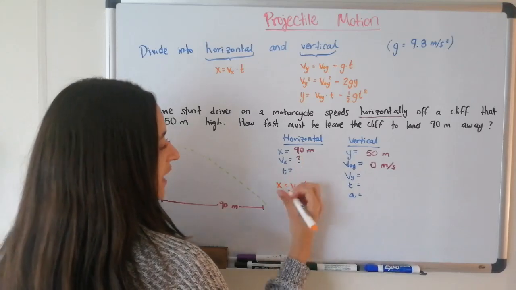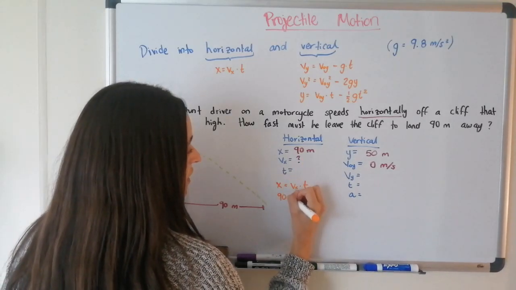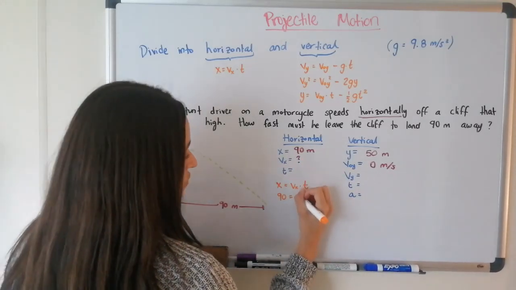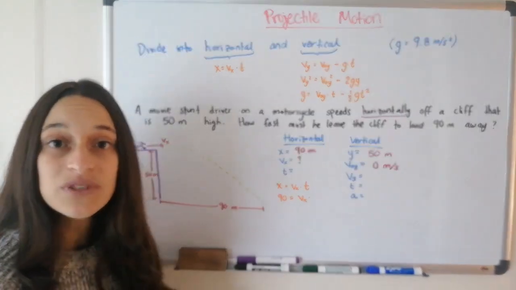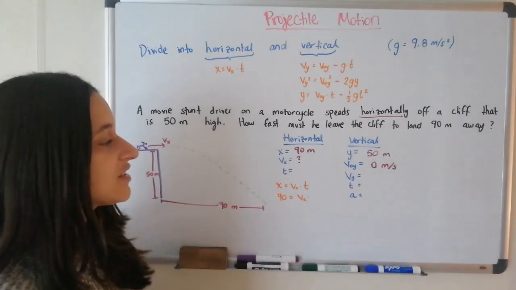So x, we already have it, it's 90. And vx, we're looking for it, so we can leave it as vx. But we need to multiply it by t, and we don't have t. So there's nothing else we can do with horizontal.